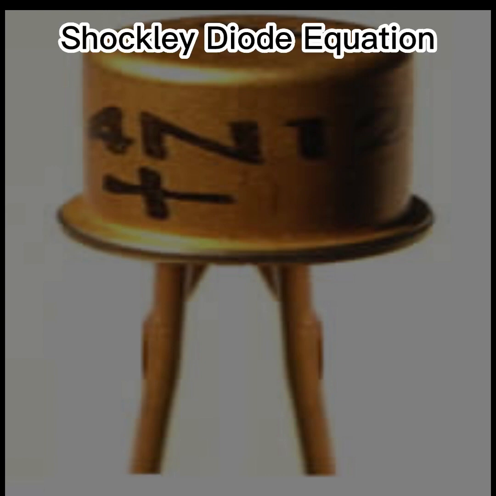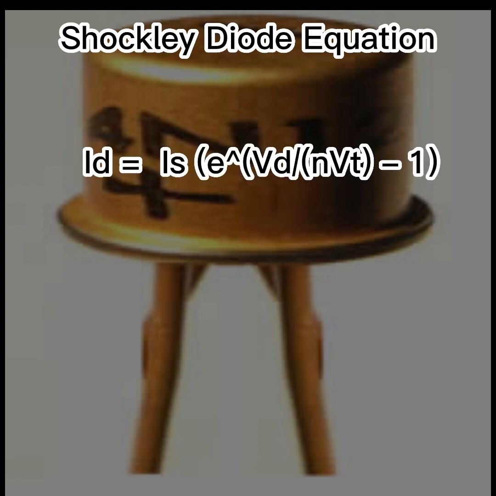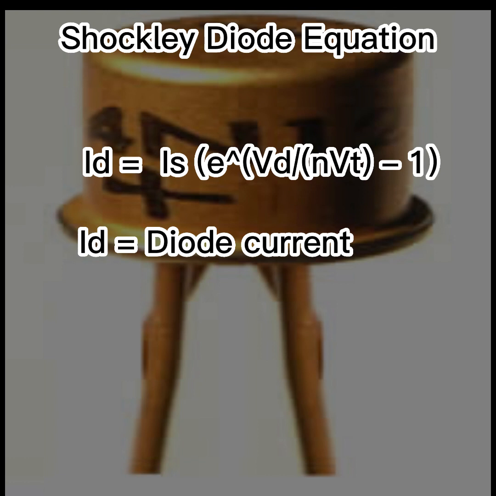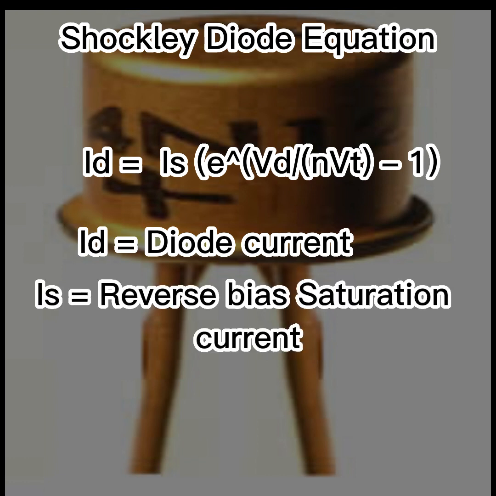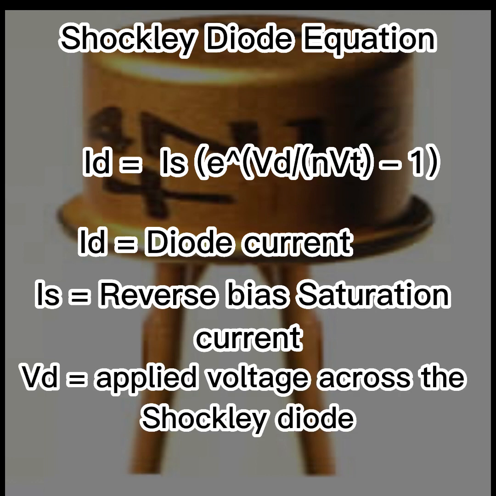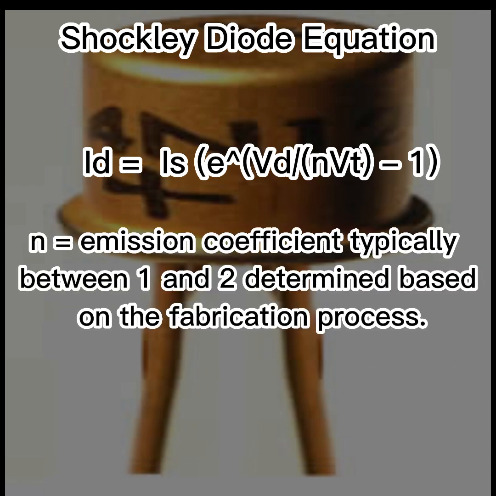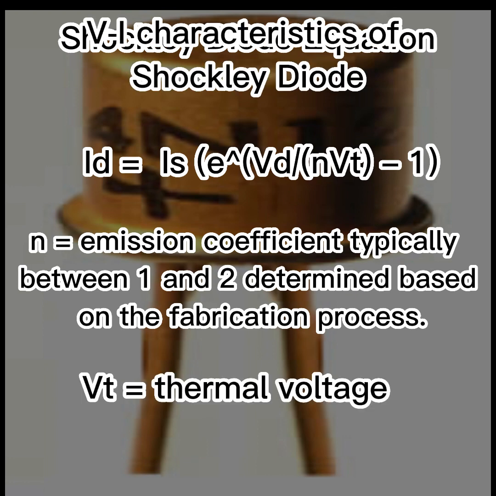Shockley diode equation. The equation of the Shockley diode shows the relationship between the diode current and the applied voltage in both forward and reverse bias. Here is the Shockley diode equation, where ID is the diode current, IS is the reverse bias saturation current, VD is the applied voltage across the Shockley diode, N is the emission coefficient, typically between 1 and 2, determined based on the fabrication process. VT is the thermal voltage.